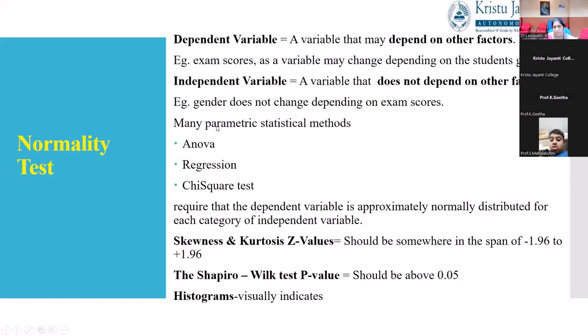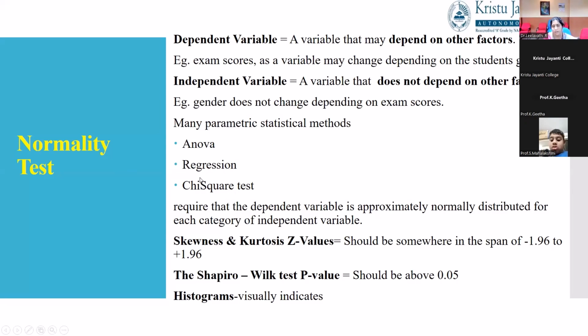As I said to you, for parametric statistical methods we will use ANOVA, regression and chi-square. I already told you for what purpose we use which statistical tools. ANOVA is used to find out the difference between variables. Regression is used to find out the relationship between two variables. Chi-square test is used to find out the association between two variables.